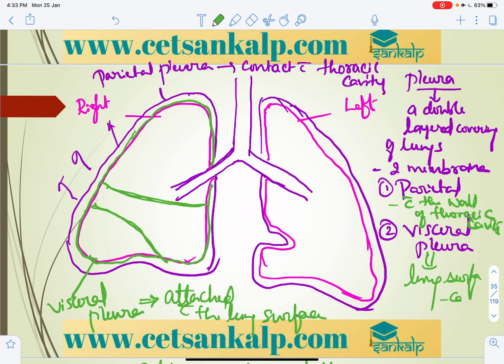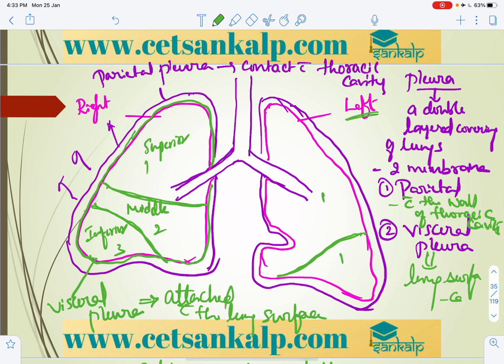This is called the right superior, and this is called the middle lobe, and this one is called the right inferior. So there are 3 lobes, 1, 2, 3, whereas this side has only one fissure, the oblique fissure, which divides the left lung into 2 lobes, superior and inferior. So this is left superior, and this one is left inferior.